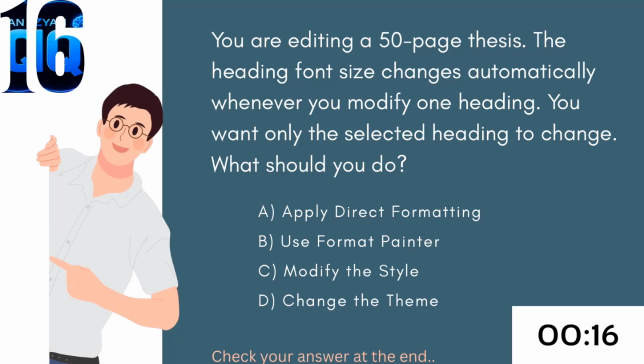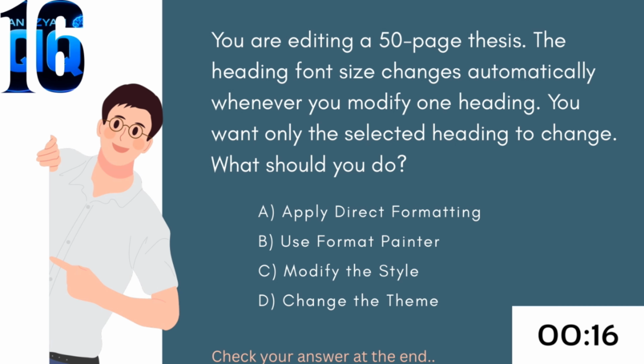All right, let's look at the options for checking your answer at the end. First, applying direct formatting allows you to change the appearance of a specific element without affecting others, which can be useful if you want precise control. Using the Format Painter is a quick way to copy formatting from one section to another, saving time when applying consistent styles. Modifying the style involves changing the predefined style settings, but this will affect all instances of that style throughout the document, which isn't ideal if you want only one heading to change.